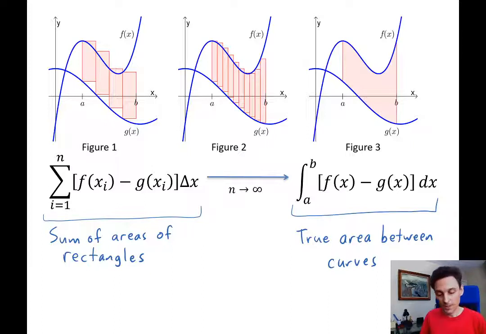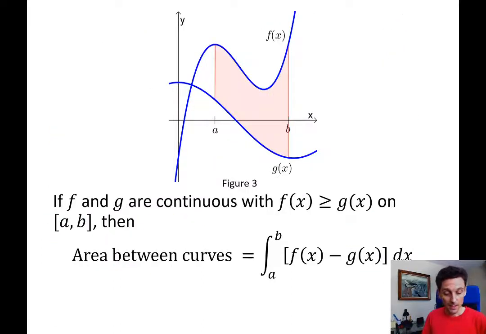So we can summarize and say that if f and g are continuous with f of x greater than or equal to g of x, like we had in figure 3, on an interval from a to b, then the area between these two curves is going to be equal to the integral from a to b of f of x minus g of x dx. So we'll head to the notes and talk about the first example.